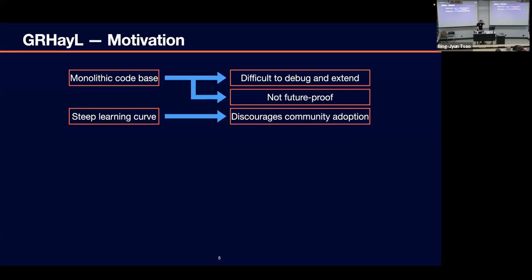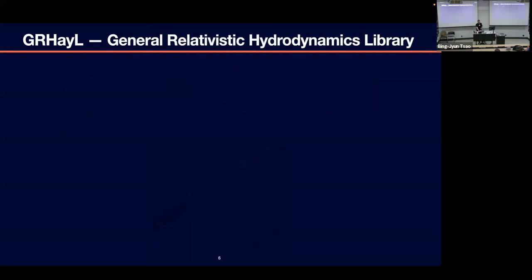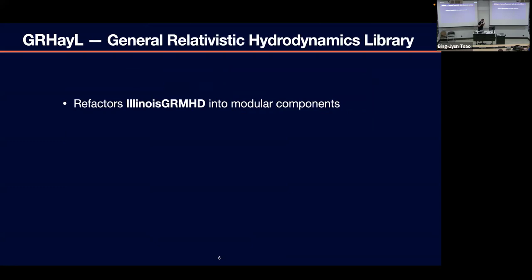The great analogy that was coined by, I think, Sam Cupp is this idea of the tangled octopus, right? It's just everything becomes a mess and it's very difficult for you to detangle everything. And so what GRHayL tries to do is throw that away, right? And do something different. So our idea then is to start from Illinois GRMHD and then refactor it into smaller modules that are easy to understand.